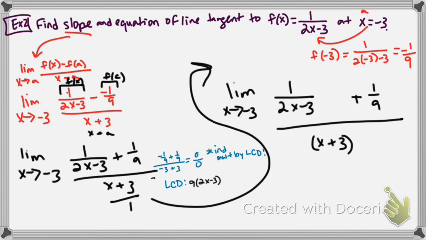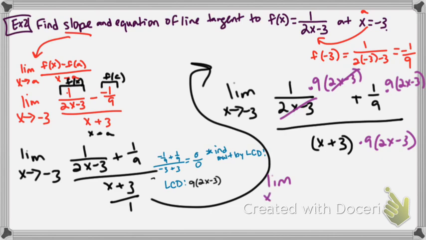All right, every single piece gets multiplied by your LCD. Everything gets multiplied by 9, 2x minus 3. So times 9, 2x minus 3, times 9, 2x minus 3, times 9, 2x minus 3. Okay, so if you did your job, all the fractions in the top should cancel out. So cancel. 1 times 9 is 9.